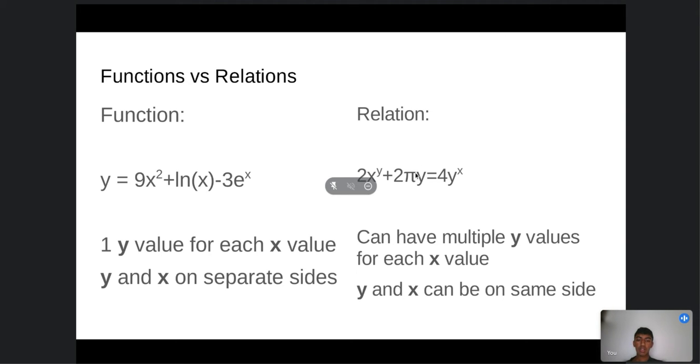Now here we have a relation. The first thing you might notice is that you have 2 times x to the power of y. You don't really see x and y being right next to each other like that. And then here you have 2 times pi times y, and it equals 4 times y to the power of x. So what this allows you to do is plug in any x value, but there might be more than one y value as an option. And y and x can be on the same side.